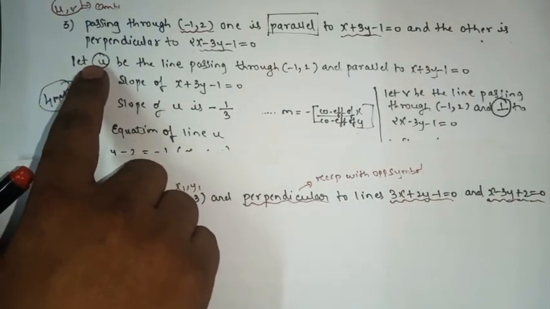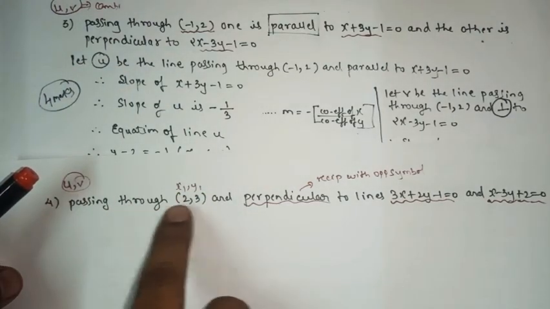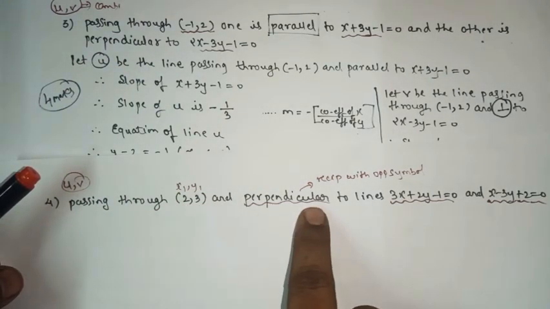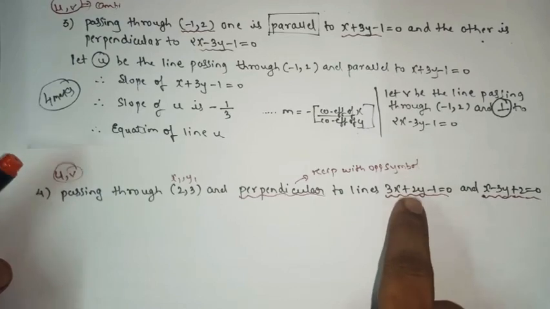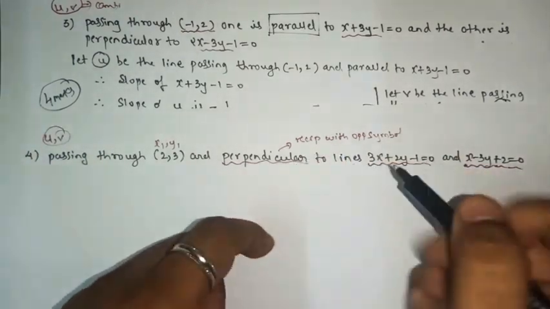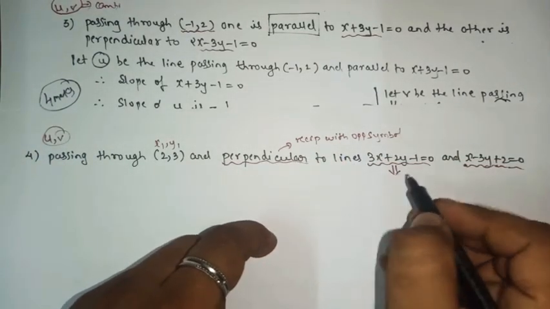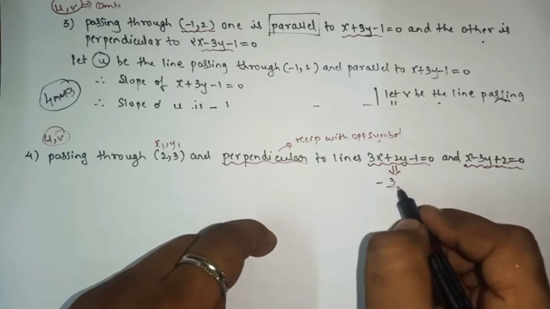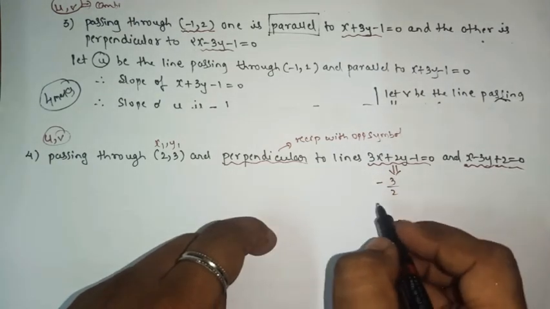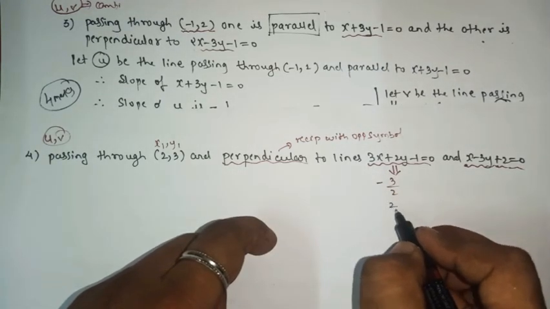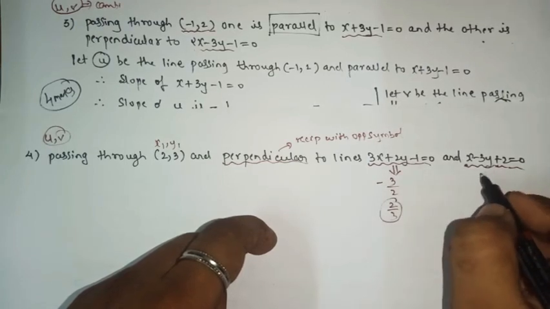You will start with u passing through (2, 3) and perpendicular to this line. You will find the slope of this line. So the slope of this line, what will you get? Minus 3 by 2, but we know that it is perpendicular, so the answer will be what? 2 by 3. Yes or no?